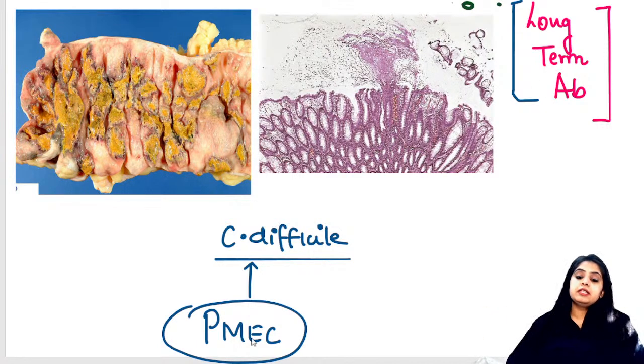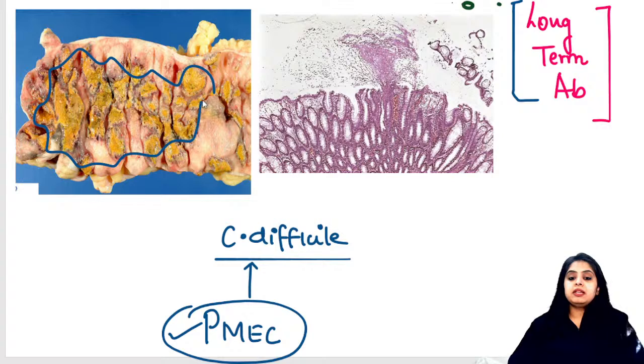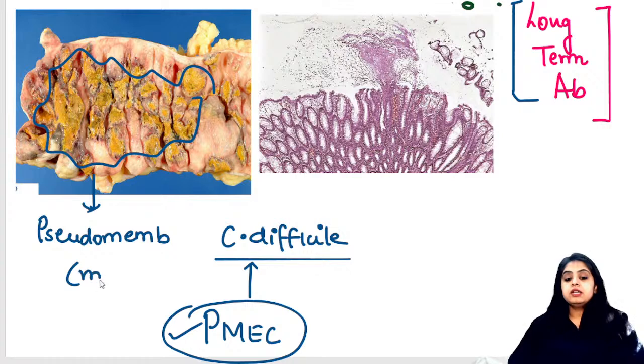What did he land up with? He landed up with this disease. Pseudomembrane. Where is the membrane formed? You can see this dirty membrane. This is the pseudomembrane that is formed on the mucosa of the intestine. Very good. It is formed on the mucosa of the intestine.